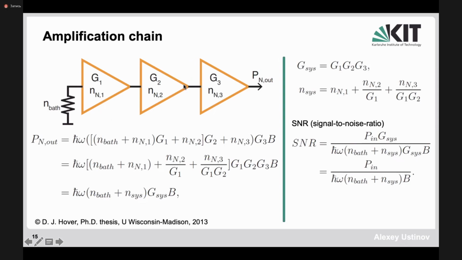So basically, the signal to noise ratio is determined by the input power which you apply to this chain of amplifiers, divided by the number of photons in the bath and in the system, and divided by the bandwidth. So the larger the bandwidth, the smaller the signal to noise ratio for the same signal strength.